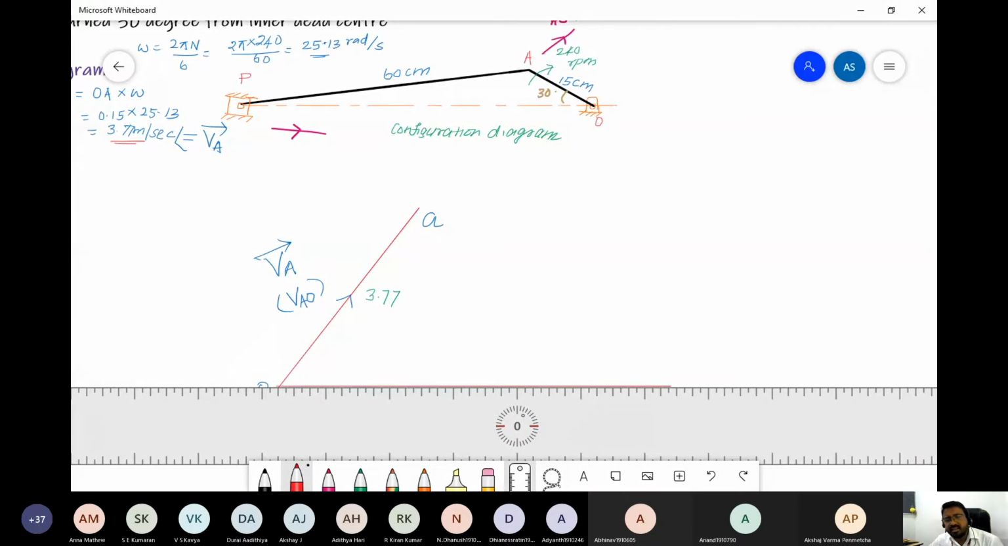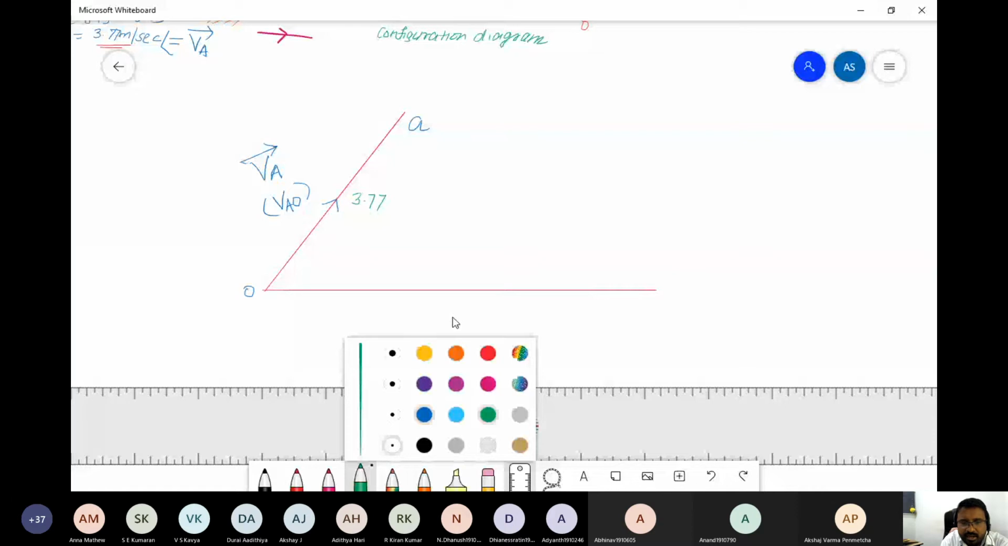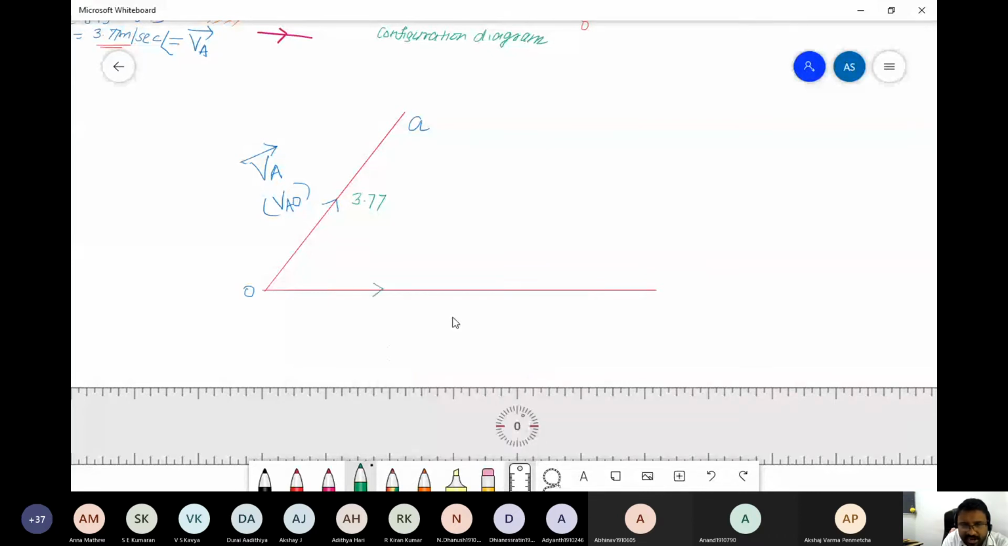I am just extending it and leaving it. What's the reason behind extending without stopping it? Because of the magnitude. I just know the direction. This is the direction the vector is going to move. I don't know the magnitude. That's why I put it.